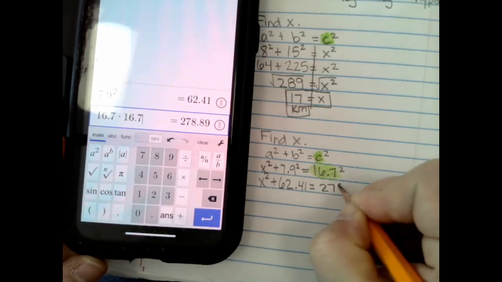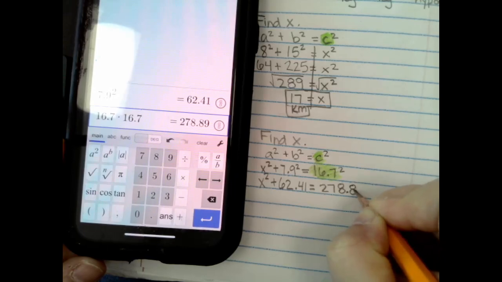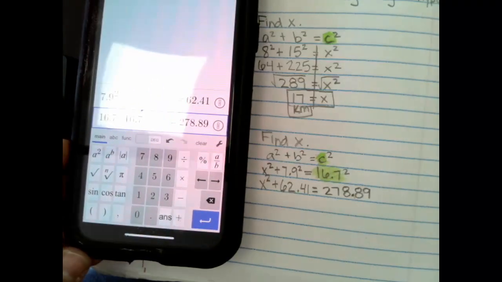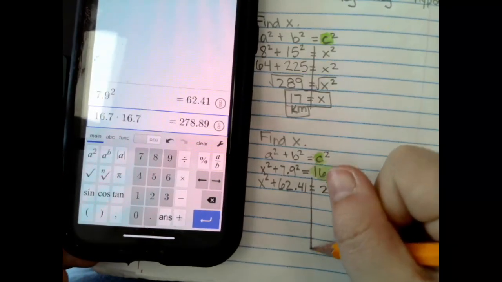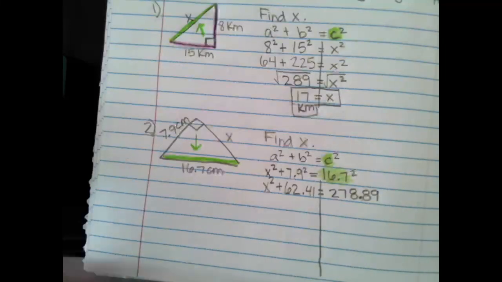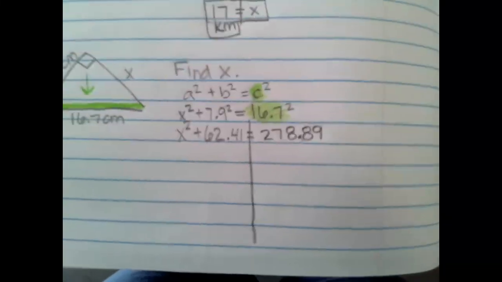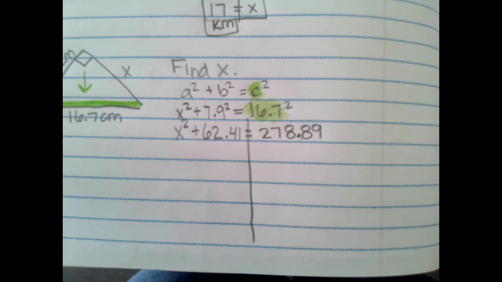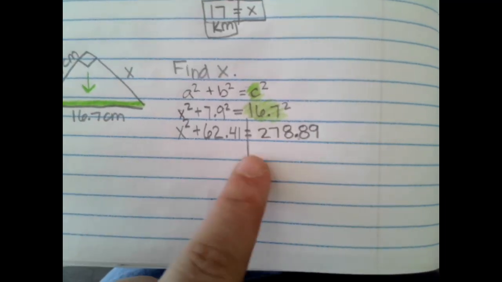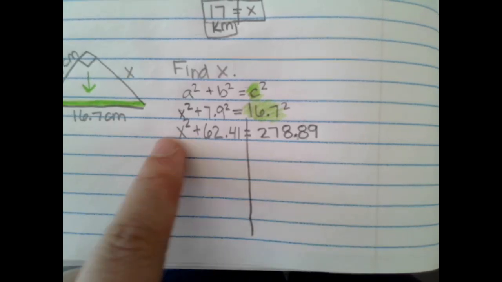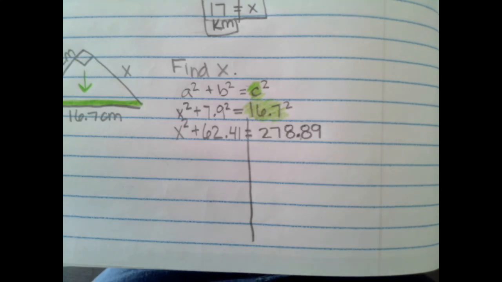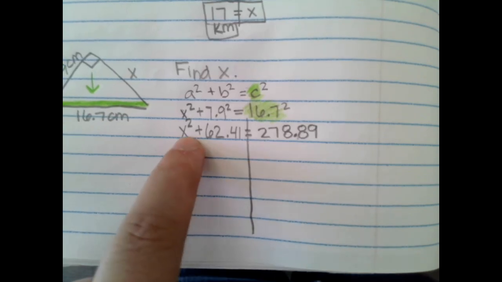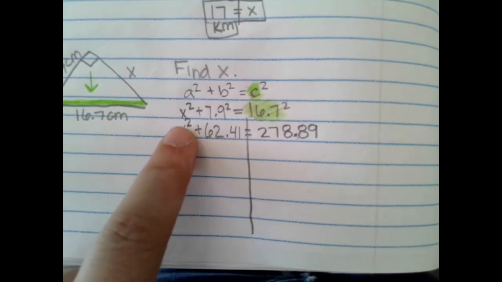278.89. Again, even though it's a decimal, we don't need to round it yet. That's fine. But our goal is to get x by itself. So what's on the same side as that x? Plus 62.41. Good, we have a 62 and 41/100. What else do we have on the same side as x? A squared. So we have to do inverse operations. We have to go from least important to most important. What's the most important to this x? Squared. Yeah, it's squared.